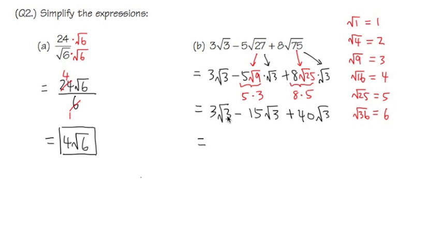So notice that all these three terms, they all have square root of 3, so they are like square roots. So we can combine them. That means we can just add or subtract the number in front of the square root of 3. So 3 minus 15, which is negative 12. Negative 12 plus 40, that's positive 28. And you maintain the square root of 3. The square root of 3 will stay the same. And that will take care of business for this one. 28 square root of 3.